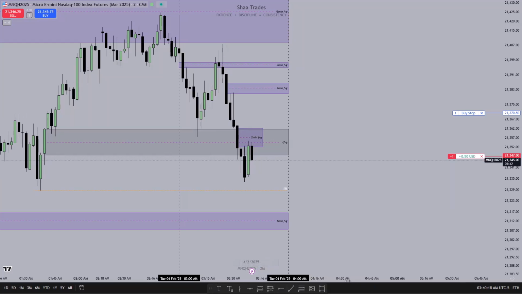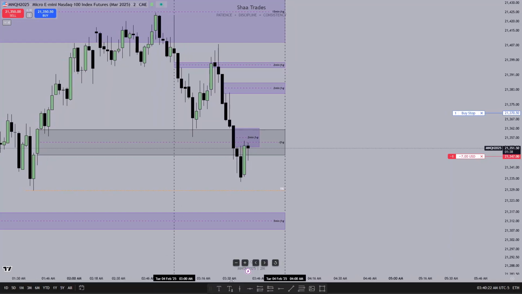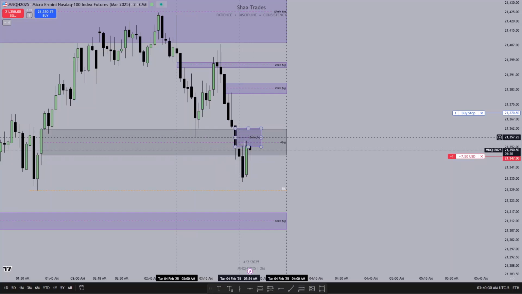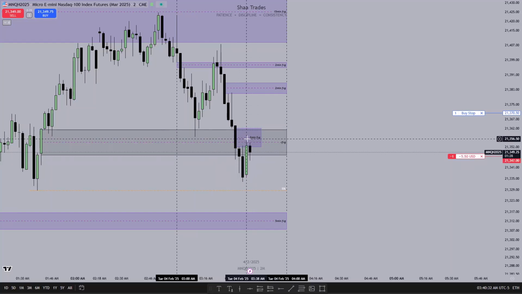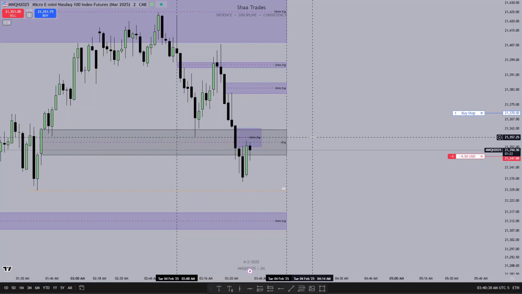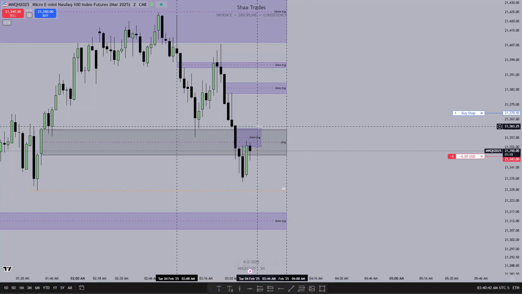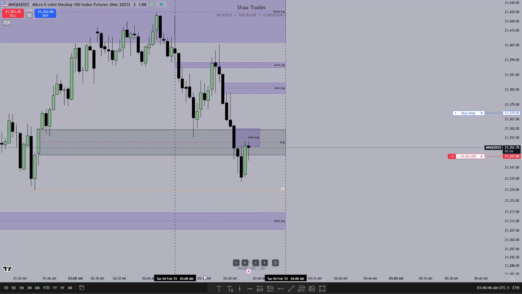But the thing about this trade is that we followed all our rules. We waited patiently for this 2-minute fair value gap to become inverted. It did. We have a 2-minute fair value gap here. We're looking for price to trade above the consequent encroachment of that, and then go lower. If it goes higher, then we're not looking to be in the trade anymore.